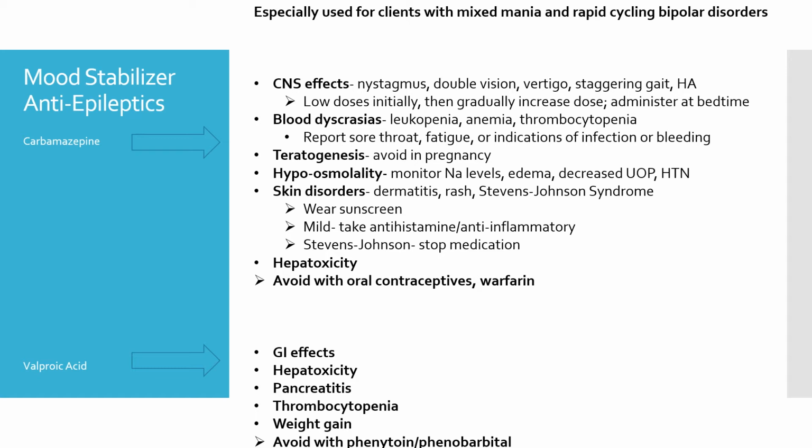Now with valproic acid, they can also have liver toxicity, but also pancreatitis. You can also have thrombocytopenia here, but it's usually on its own and not in association with the blood dyscrasias. We also have weight gain and some GI effects, but we'll make sure that we're avoiding this with phenytoin and phenobarbital. We don't want to mix these together.